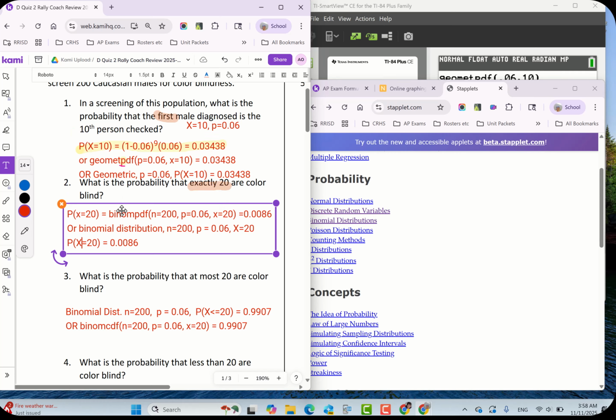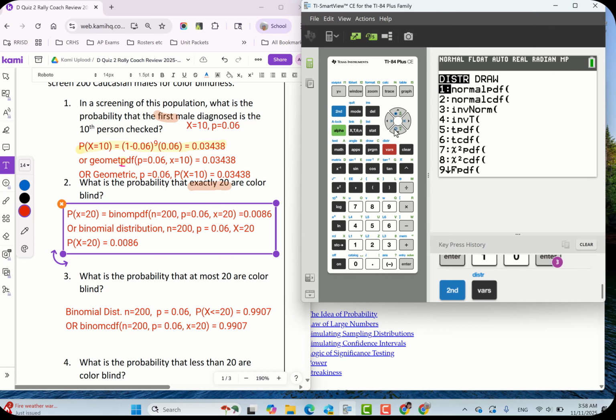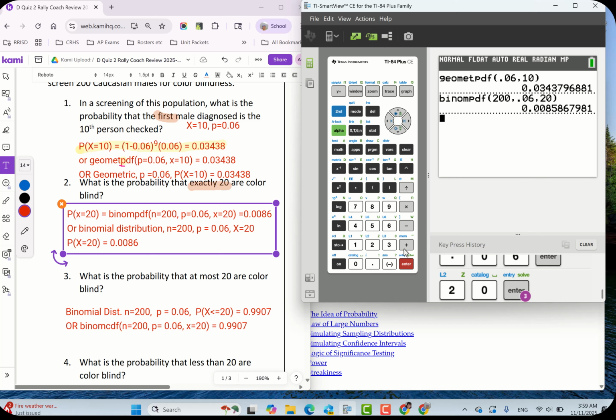All right. Let's go ahead and do the TI version. Make sure that's a PDF. So you have to say, okay, which distribution am I going to now? We're going to the binomial distribution, which is a bit down here. Sometimes it's faster to go up and then wrap around. So here you see the difference between this and geometric. Geometric just asks me for P and for X. So here we're doing 200 trials. Let's make sure our answers are correct. 0.06. And the value is 20. All right. Paste. And boom. And I get 0.00.